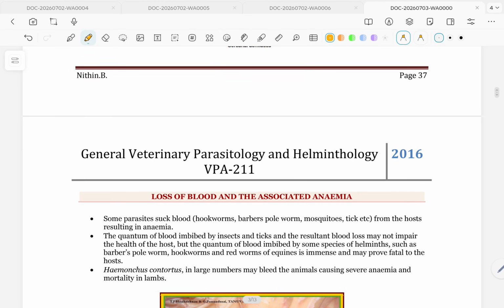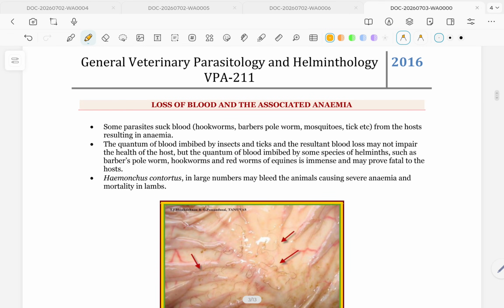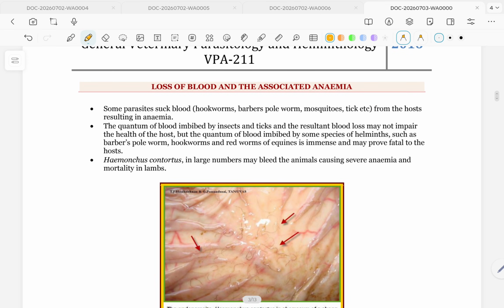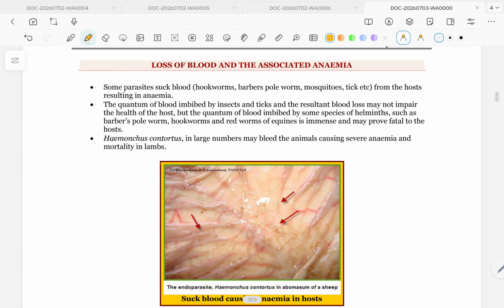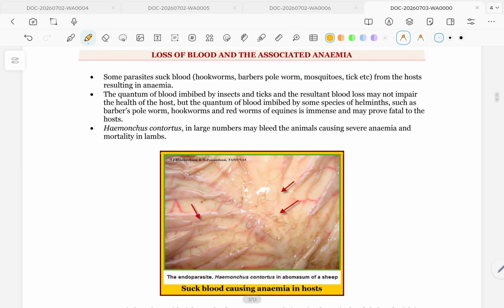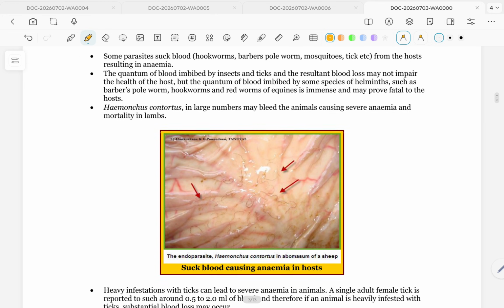Loss of blood and the associated anemia. Some parasites suck blood from the host, such as hookworm, barber's pole worm, mosquito, tick, etc., resulting in anemia. Though the quantum of blood ingested by insects and ticks, and the resultant blood loss, may not impair the health of the host, the quantum of blood ingested by some species of helminths such as barber's pole worm, hookworm and redworm of equine is immense and may prove fatal to the host.